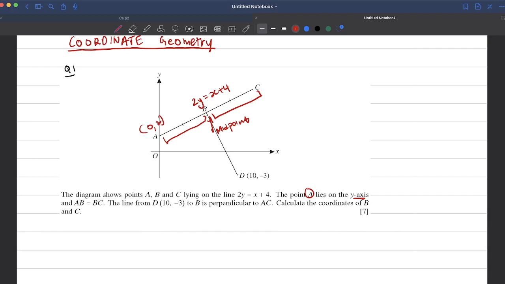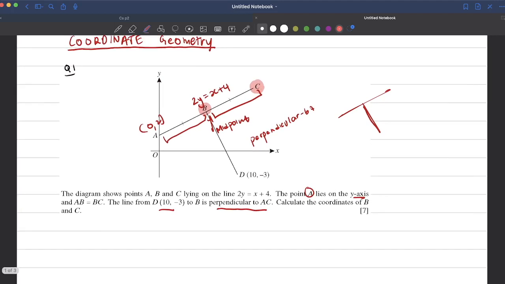And that brings me to something called the perpendicular bisector. Right? The bisector. What that means is that when a line cuts exactly in half that other line, this is a perpendicular bisector. And you can see later in the question, it's telling us the line from D (10, -3) is perpendicular to AC. Perpendicular, you can clearly see that this line is perpendicular. It's telling us to calculate the coordinates of B and C. So what do we have to find? We have to find the coordinates of B, and we have to find the coordinates of C.